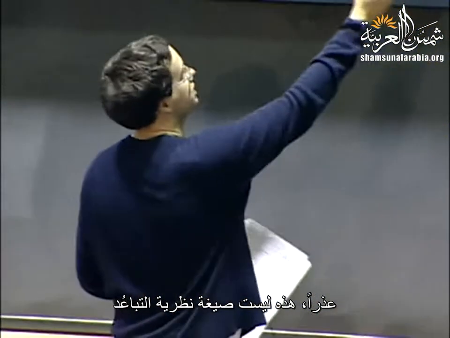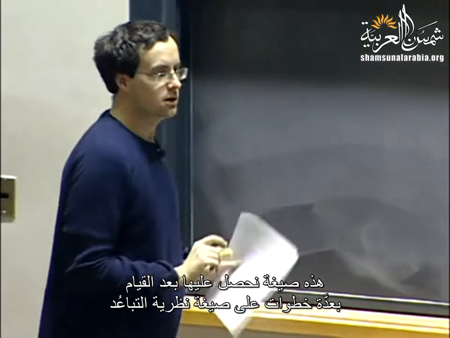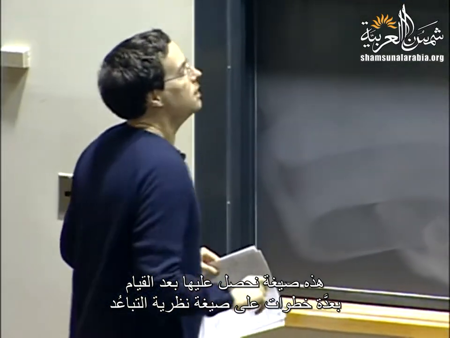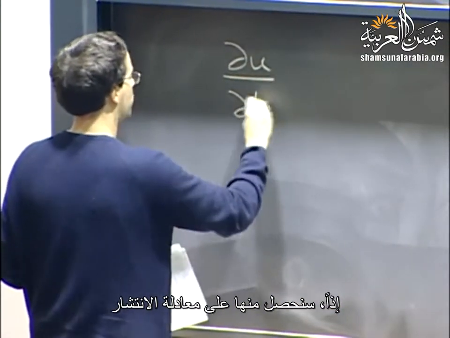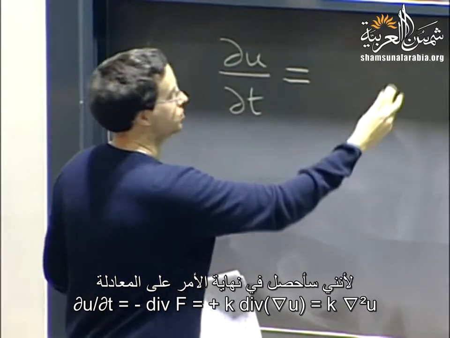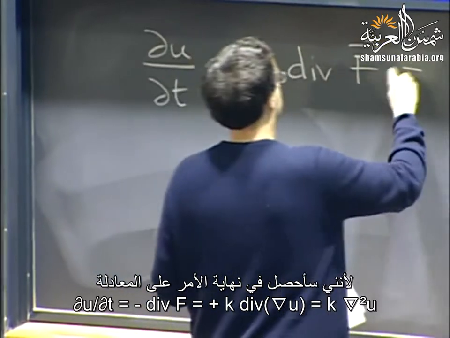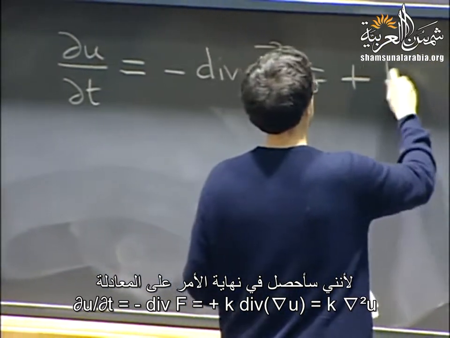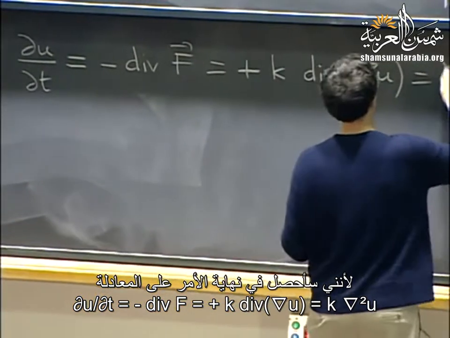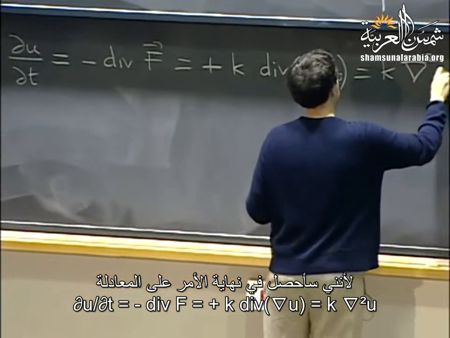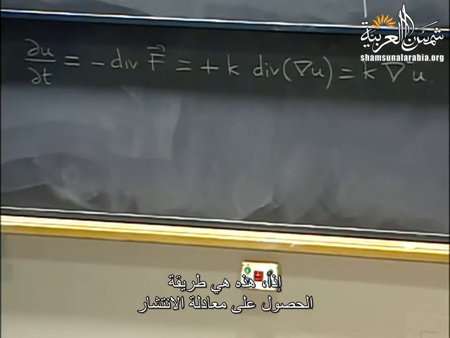I should say this is not the statement of the divergence theorem, but this is something that we derived from it with quite a few steps involved. And so what we got out of that is the diffusion equation, because we end up getting that partial u partial t is minus div F, which is therefore positive k times divergence of grad u, which is what we denoted by del squared u, the Laplacian. So that's how we got the diffusion equation.